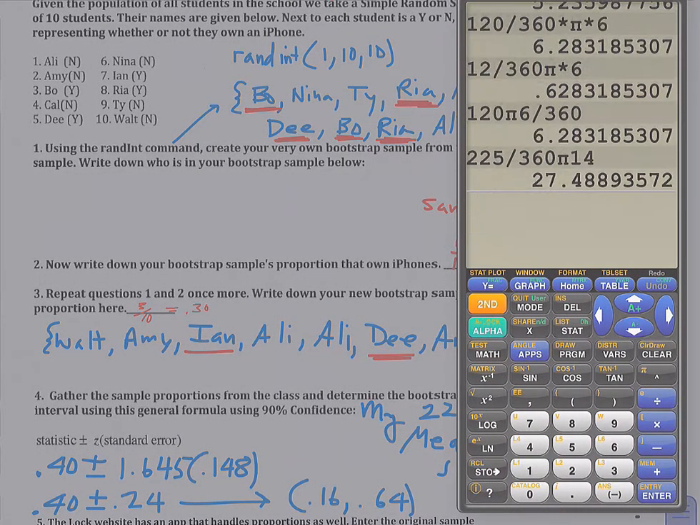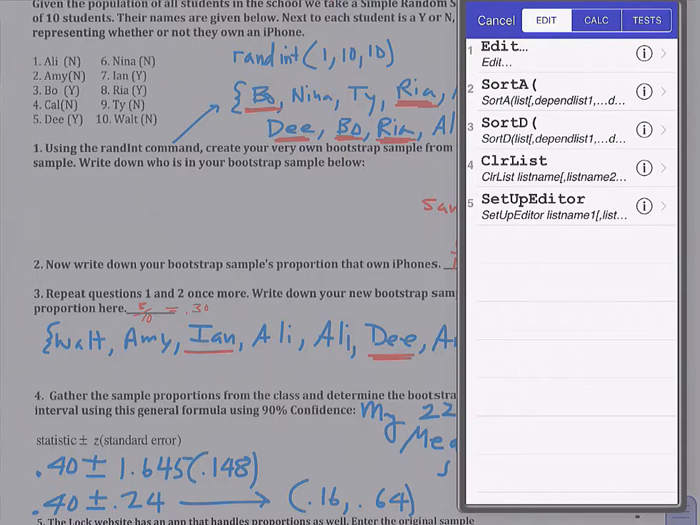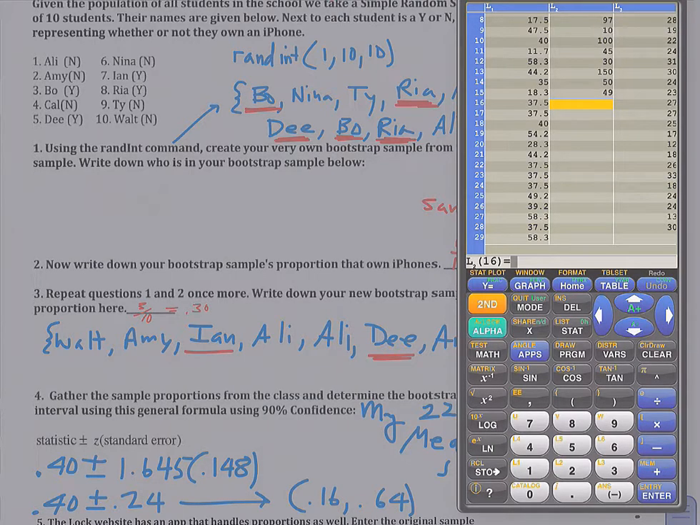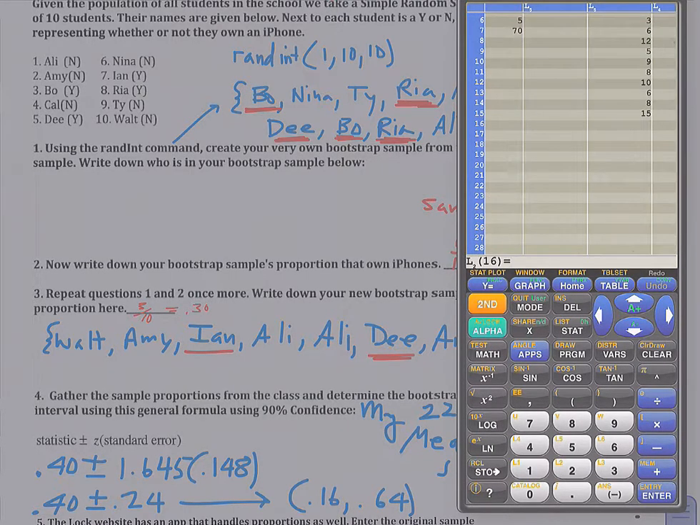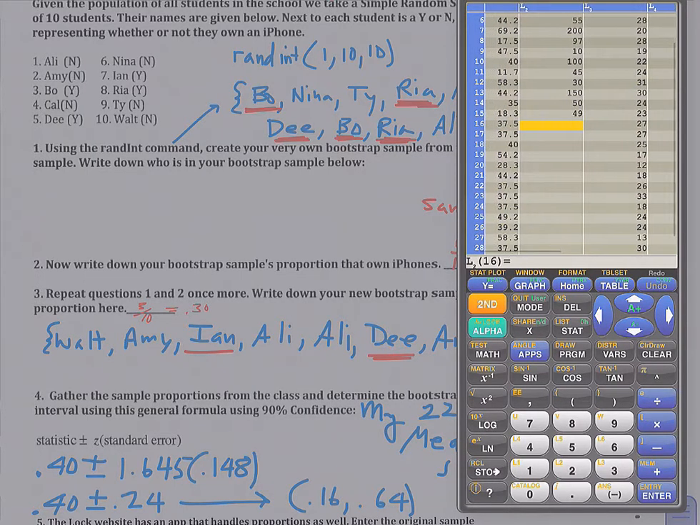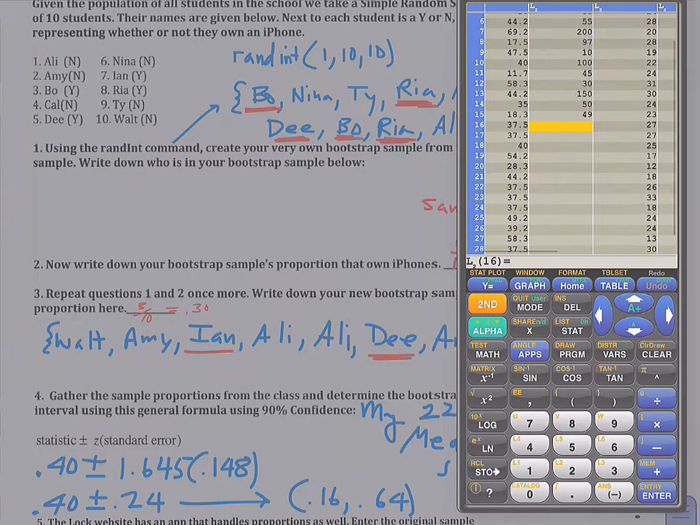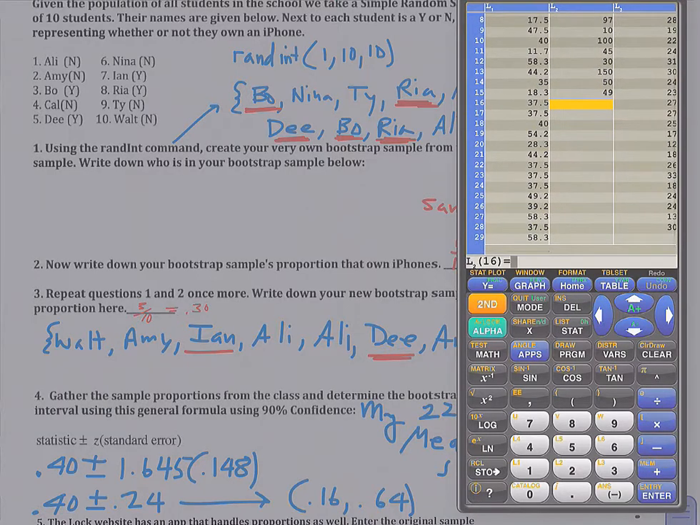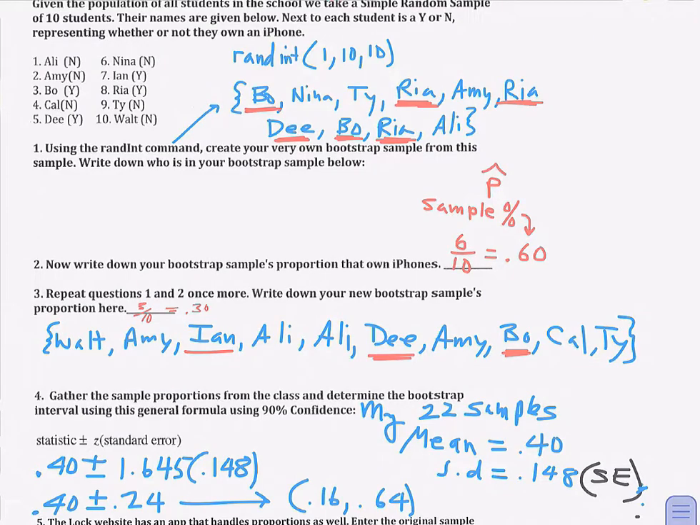I believe it is. So stat edit. I think I hit it way over here, list. No, it's gone. Well, in any event, under list 1, 2, or 3, you can type in all of these Bootstrap sample averages, and the calculator using 1-Var Stats can give you the average and the standard deviation from those samples.